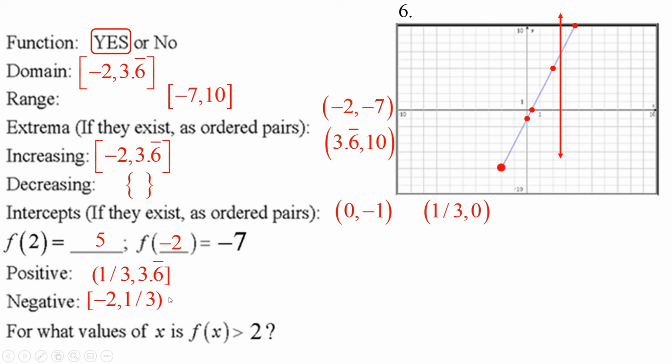And then finally, for what values of x is f of x greater than 2? Well, let's go ahead and graph y equals 2. There it is. When are we above that horizontal line? That would be from x equals 1 to x equals 3.6, but we have to be open on the left. So I'm going to go parenthesis 1 to 3.6 repeating, closed. And there you have it.